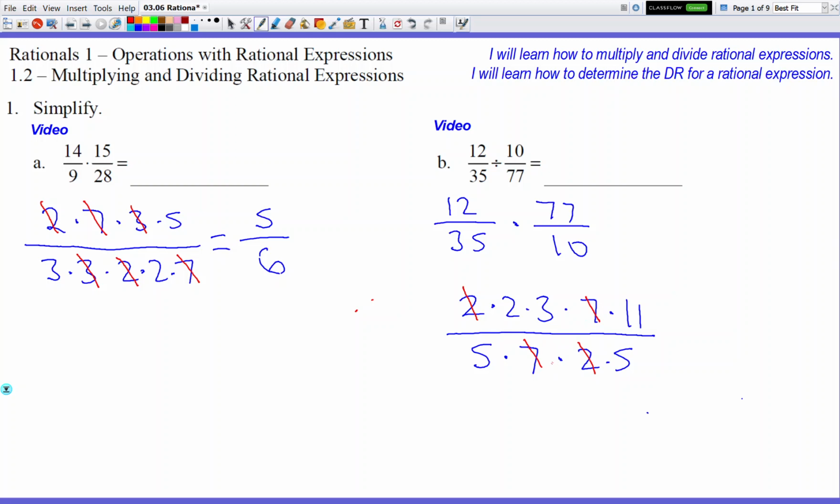And that's all I see on top and bottom, right? Top and bottom doesn't have a 2. Top and bottom doesn't have a 3. Top and bottom doesn't have an 11. So when I get my final answer, it's going to be 2 times 3 times 11, which is 66.